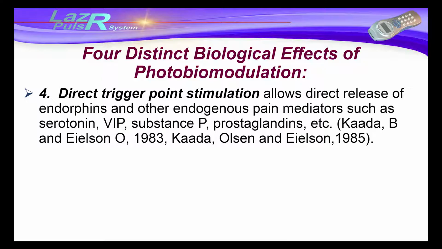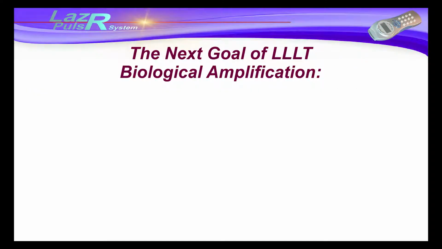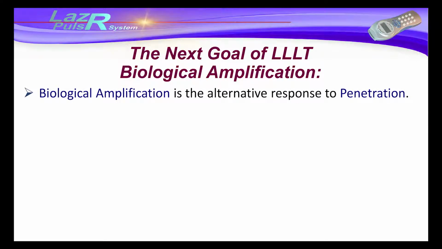If you study the references of the forms and effects of photobiomodulation, you will realize that there are few physiological functions that low-level laser therapy through biological chromophore activation cannot support. We stated earlier that photobiomodulation was the first goal of low-level laser therapy. However, the next goal of low-level laser therapy is biological amplification. Biological amplification is the alternative response to the penetration effect of infrared laser therapy.